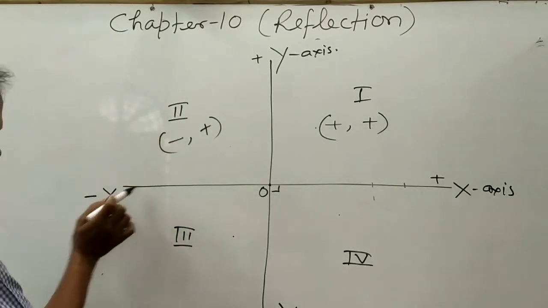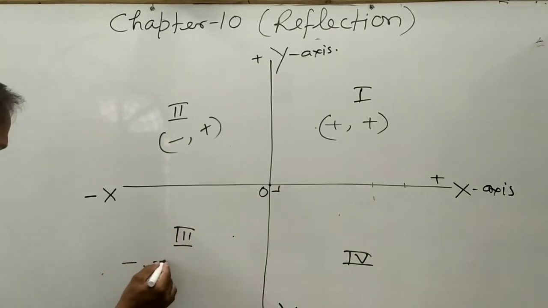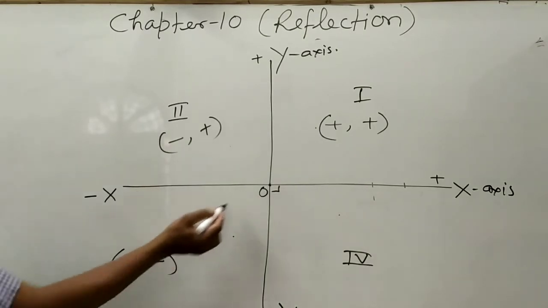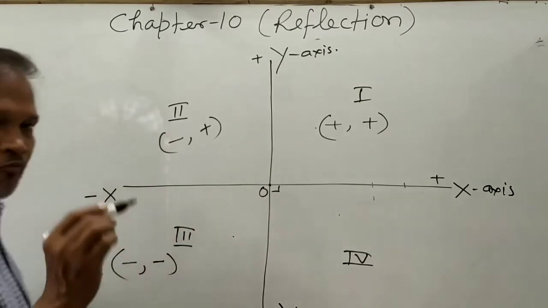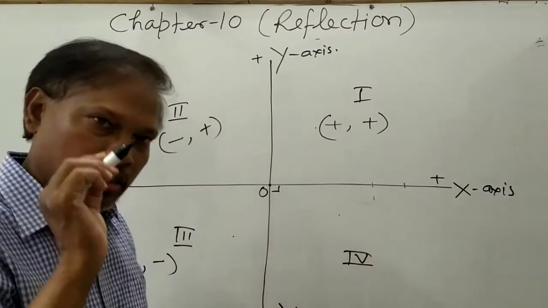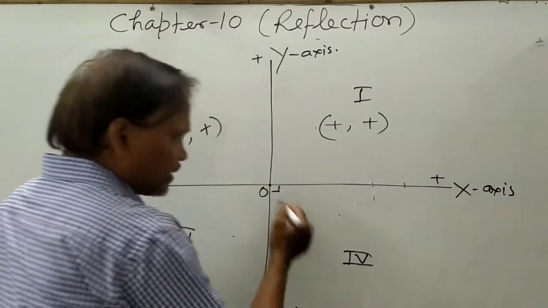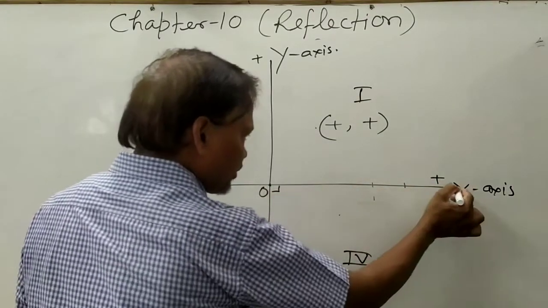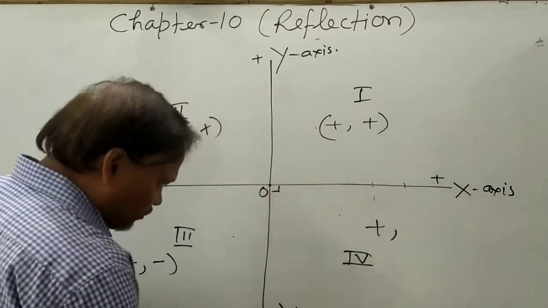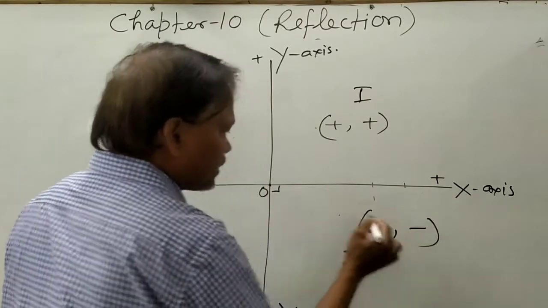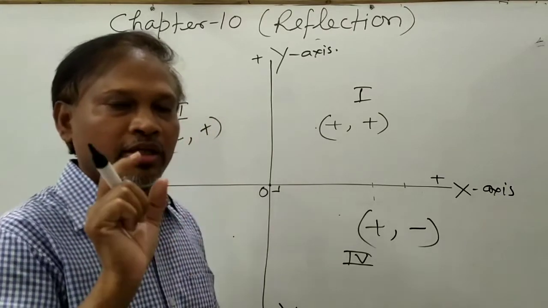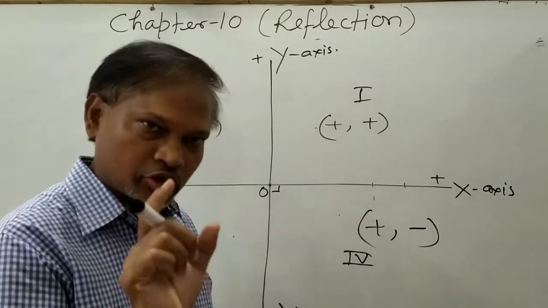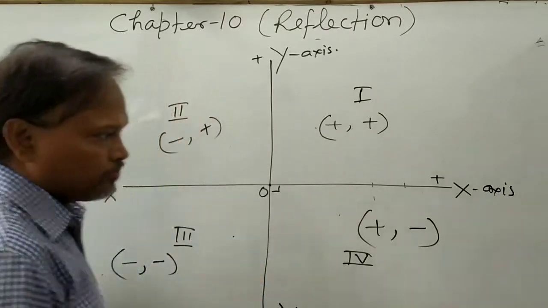Similarly, if we have both coordinates negative, so we will write in the third quadrant, this part meant for both negative. But this part, because here positive x and negative y, so this part means fourth quadrant, for the coordinates in which the x is positive and y is negative.